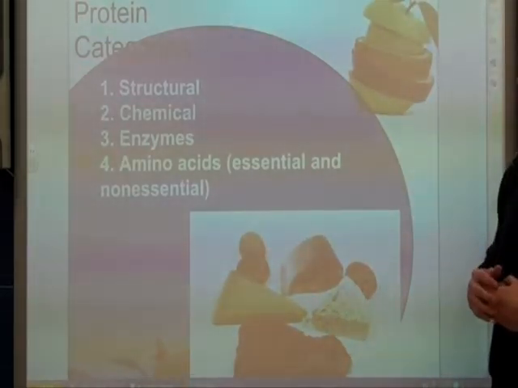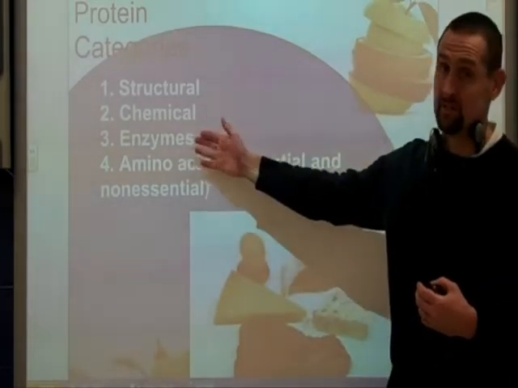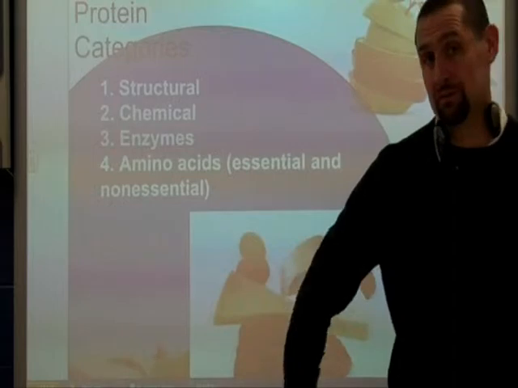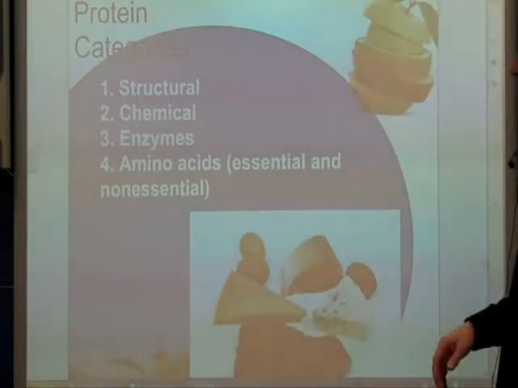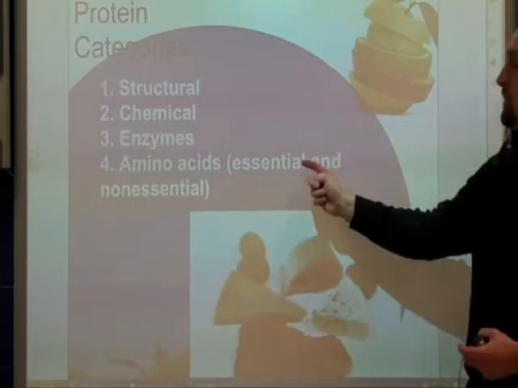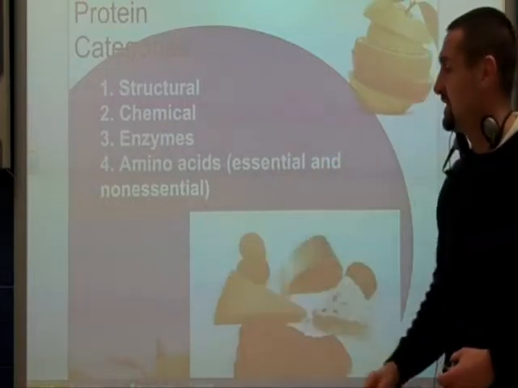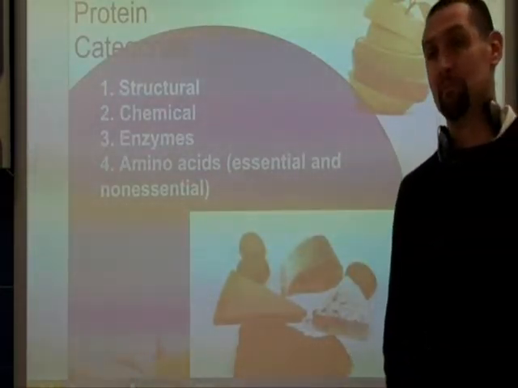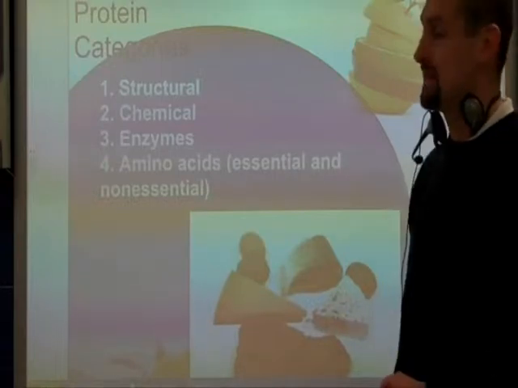Sometimes we use proteins to help speed up chemical reactions. We call those enzymes. Or help chemical reactions even happen at all. We call those enzymes. Amino acids, what proteins are made up of. Essential, you have to eat those. Non-essential, your body can make those. So we typically get proteins in our diet from eating meats, beans, nuts, things like that.